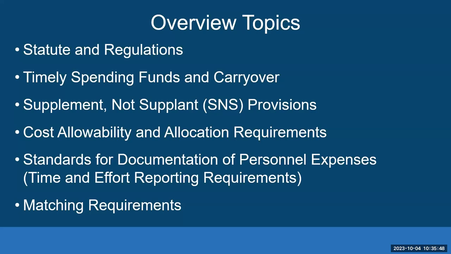We cover also the standards for documentation of personnel expenses, which is also referred to as time and effort records, reporting requirements. These are your semi-annual certifications, personnel activity reports, PARs, timesheets, the documentation the agency uses to document salaries and wages, the time that the employees spend working on those federal programs. We also cover matching requirements really quick at the end. That is the 25% match requirement that the agencies have reported in the year on the expenditure claim reports.